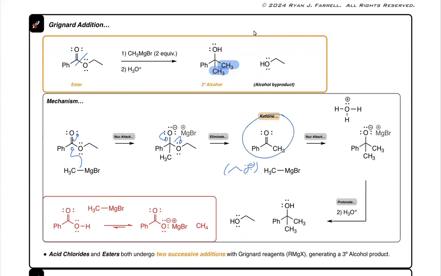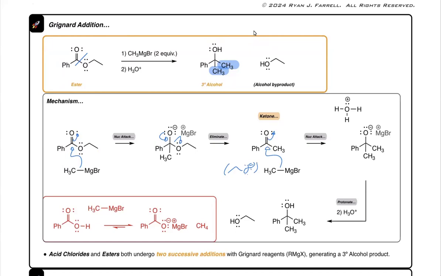Notice that's producing a ketone intermediate. Now, even if we wanted to stop here, we can't for two reasons. The ketone is more reactive than the starting ester, and ketones are compatible with Grignard reagents. So that ketone intermediate that we generate will continue to react.